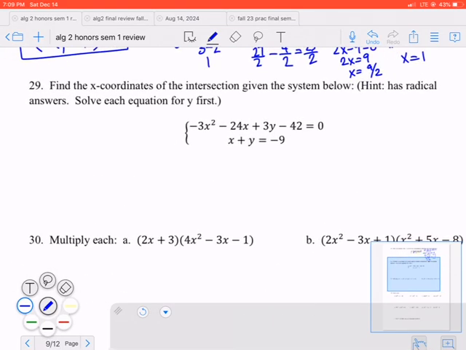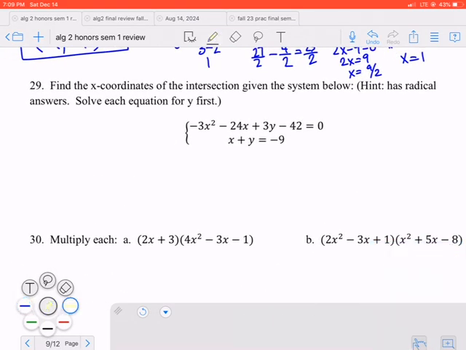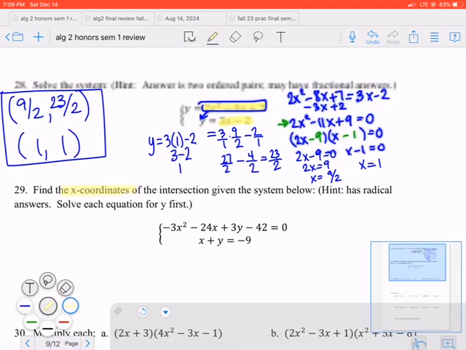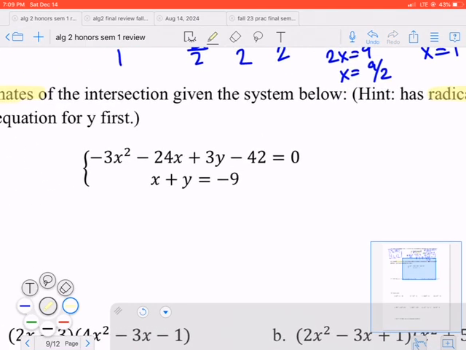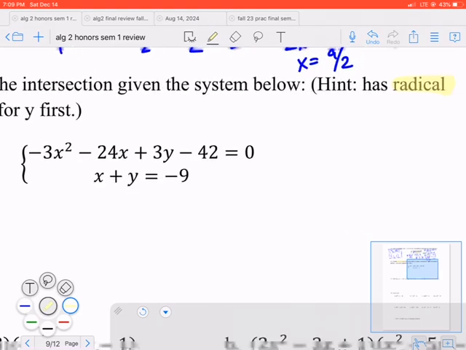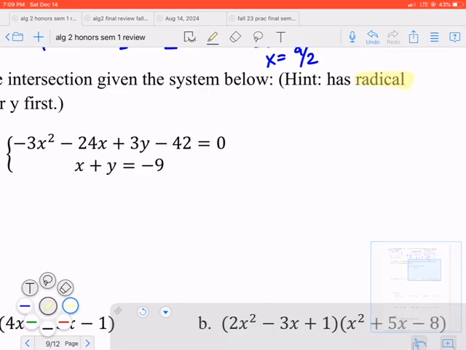And another system, but this time it just wants us to find the x coordinates. So we go through this process and get our x's, and then we'll be done. It didn't ask for the full answer. And it also gives us a hint that the answers have radicals in them. And they're all jumbled up, not solved for y. So I'm going to solve them for y.